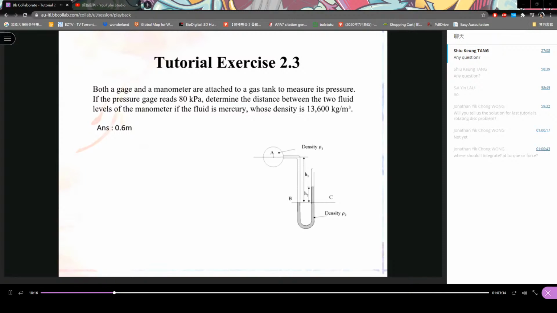Okay. And now, a manometer is used to measure pressure differential. In this example, you are given the density of the fluid in the U-tube, in the manometer, and you are told that the pressure gauge reading is 80 kilopascal. That is the pressure at A, which is equal to the atmospheric pressure plus 80 kilopascal. You are required to find out what H2 is. And you have mercury, and the density of this fluid is given.